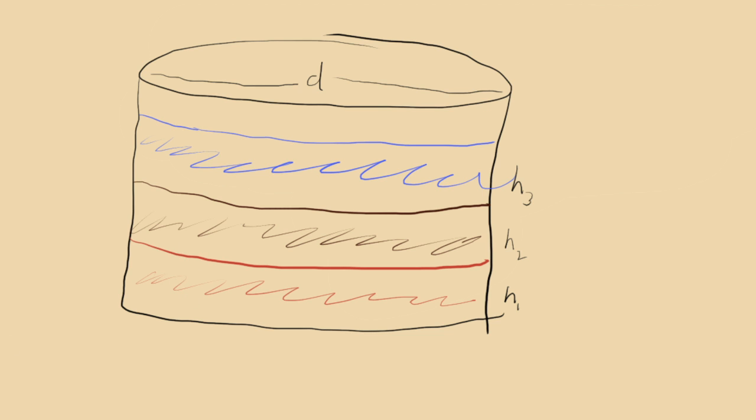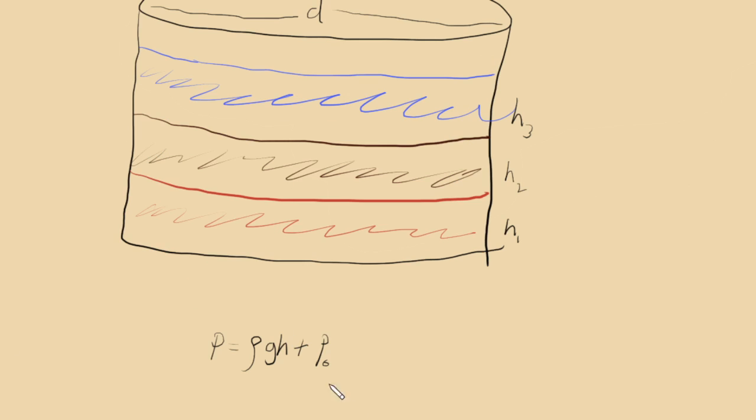So what we saw previously is the pressure at the bottom of a container with static fluid in it is equal to rho g h, the density of a fluid times gravity times its height. And that's why I have height 1, 2, and 3 written here, because we're going to need to use those. And then we have to add our atmospheric pressure, P naught, to it.